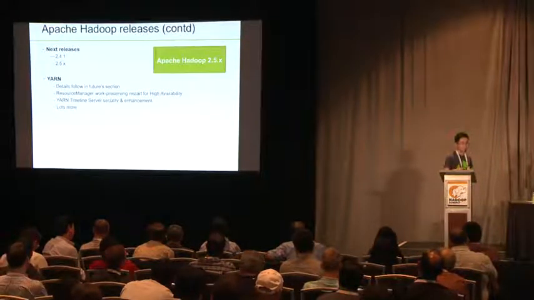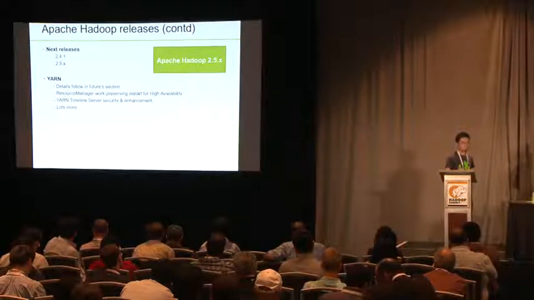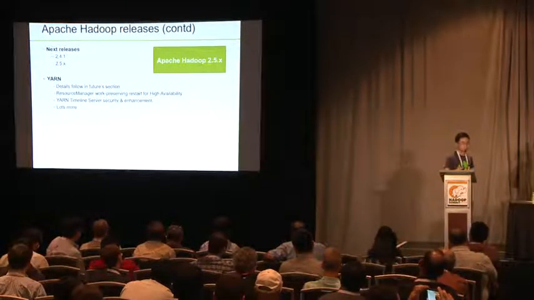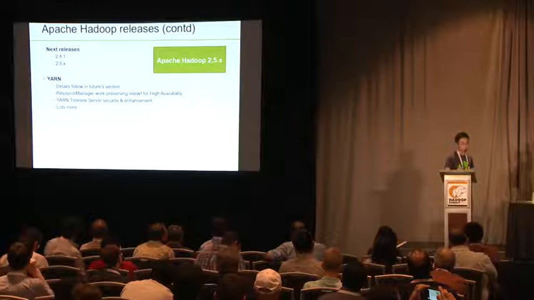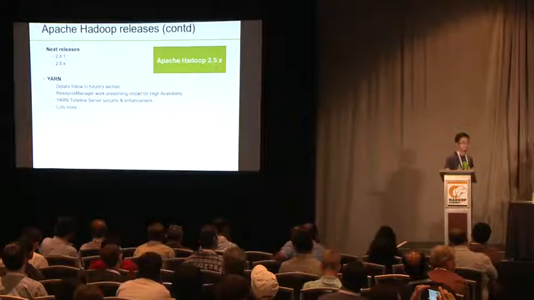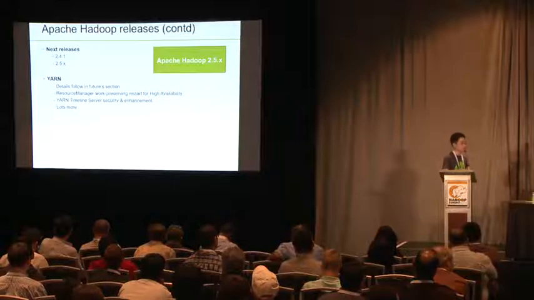In the next couple of releases, we are also doing work-preserving restart, which is a further enhancement of the resource manager high availability, and we also enable the Yarn timeline server to be able to run in a Kerberos authenticated environment. And there's lots more coming, which Vinod will cover more of.